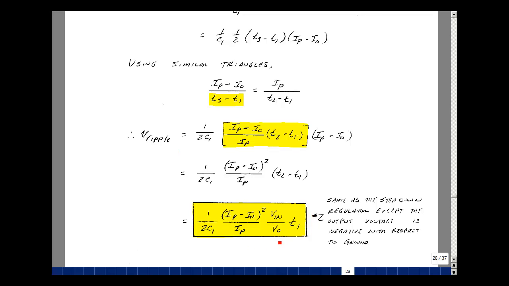This again won't help us solve for the ripple, but simply our controller has to let this happen. That if we make the capacitor bigger, we make the ripple smaller. It's actually the same formula we had for the step-down regulator, except that we're looking at a negative output voltage.